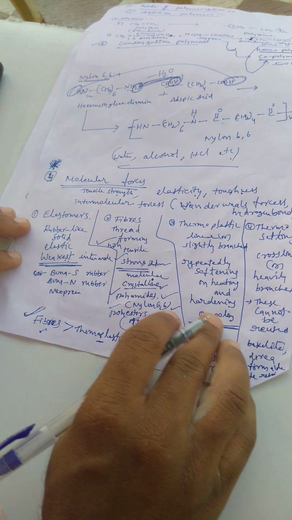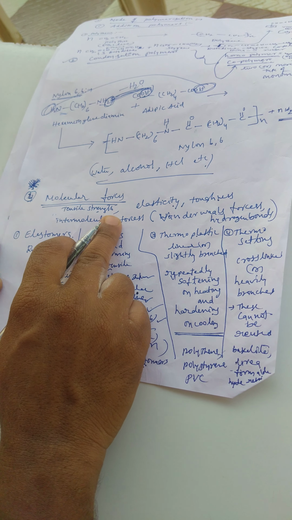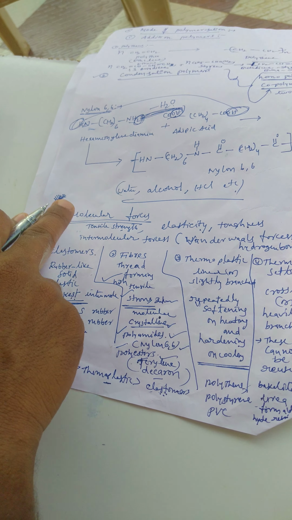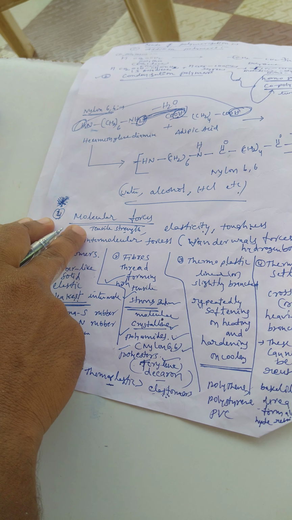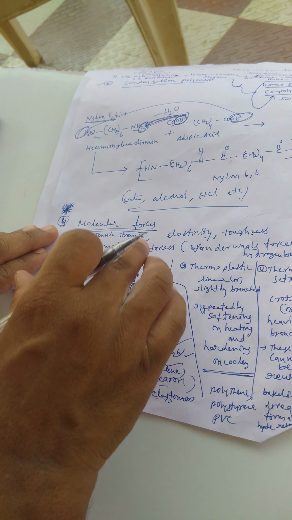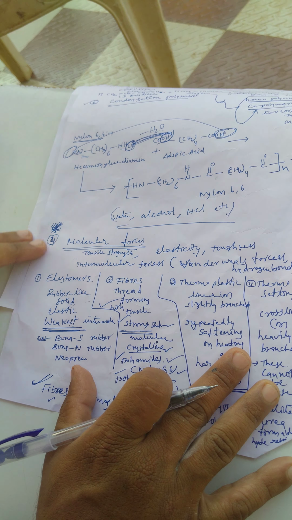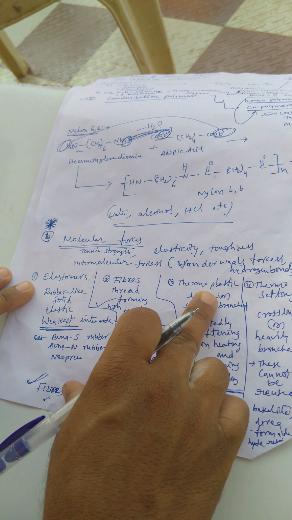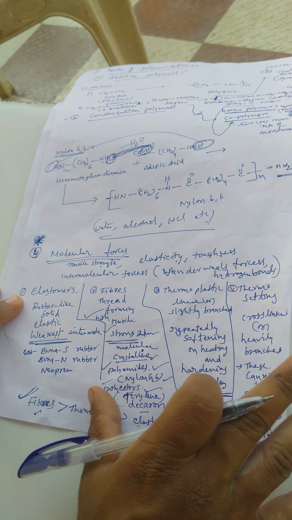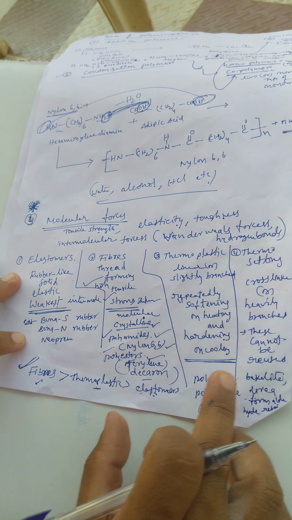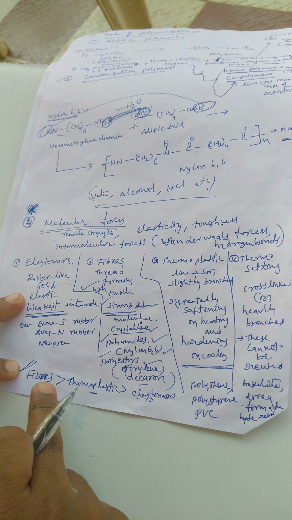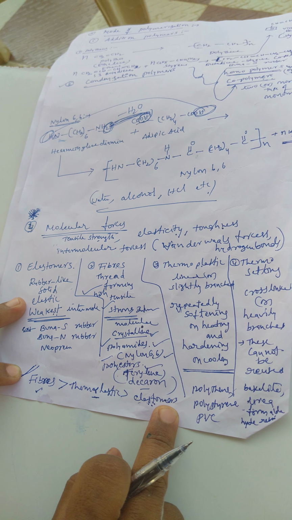These four categories are very important, children. This is classification based on the intermolecular forces. These four categories, elastomers, fibers, thermoplastic and thermosetting, are very important, including examples, and the correct sequence of intermolecular forces is also important.